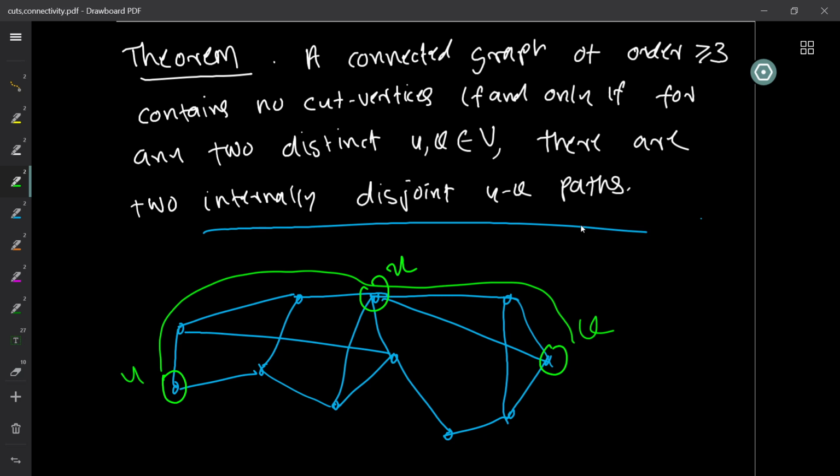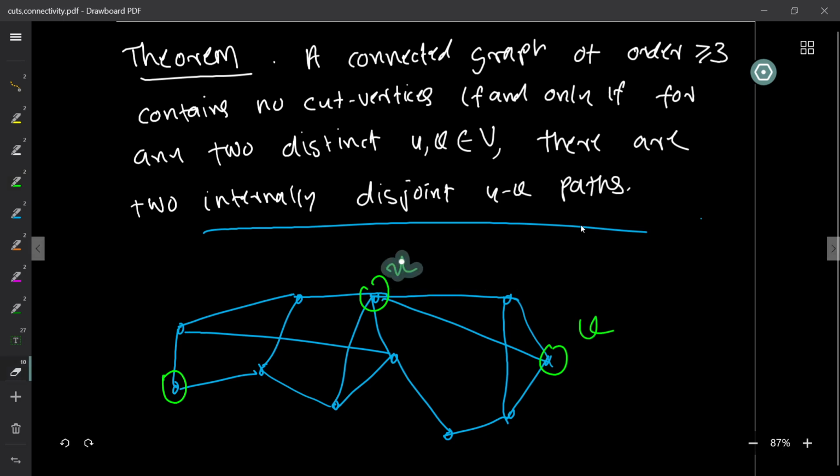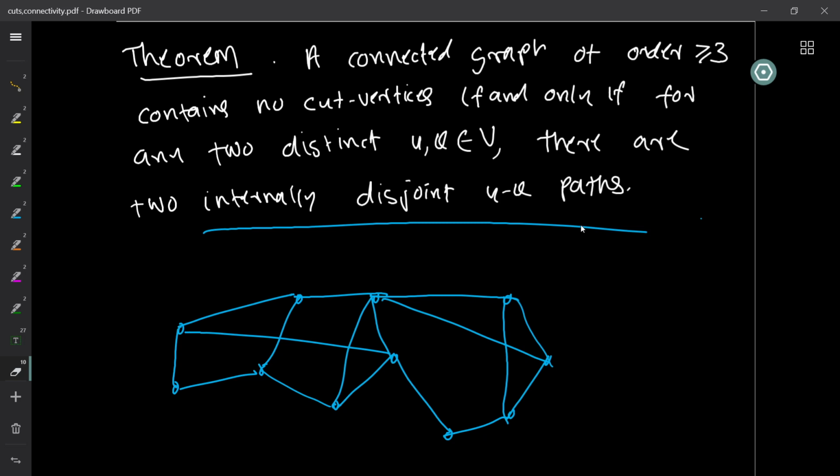Now what about the other direction? So the other direction, we want to show that we have a connected graph of order at least 3 and it contains no cut vertices, and we want to show that there are two internally disjoint uv paths. So how do we do this?